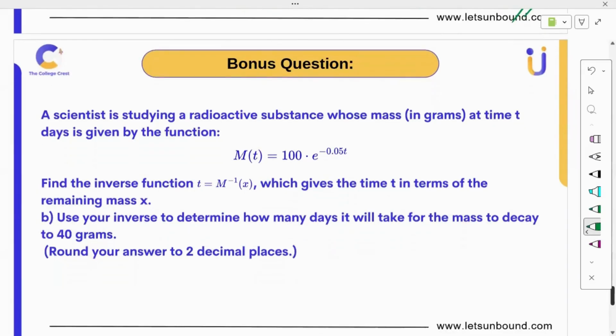And that's the wrap, now the bonus question. A scientist is studying a radioactive substance whose mass in grams at time t days is given by the function. Find the inverse. Yes, we know it's exponential. So to find the inverse, use your inverse to determine how many days it will take for the mass to decay. Round your answer to 2 decimal places.